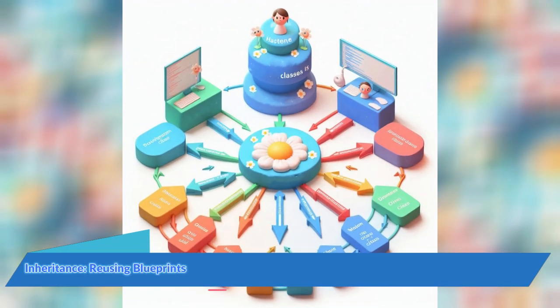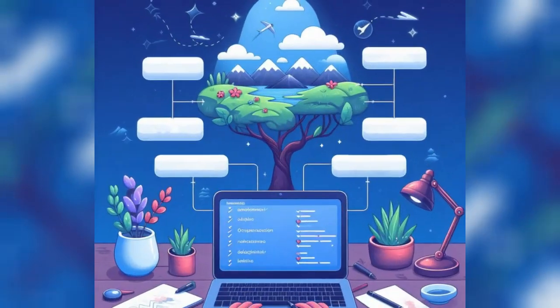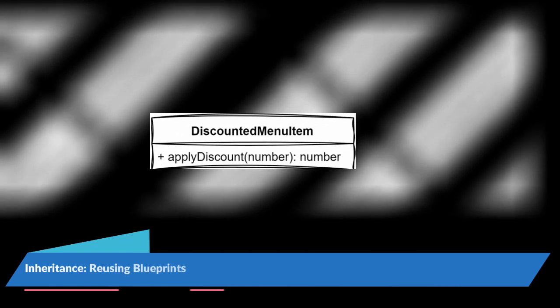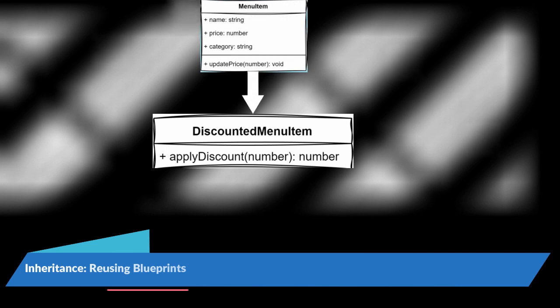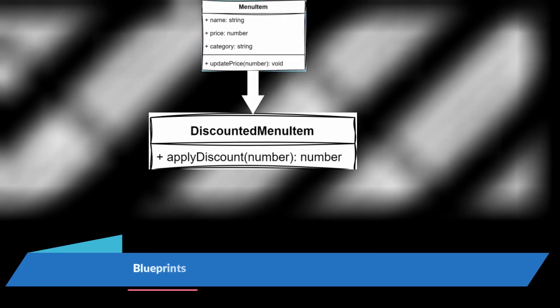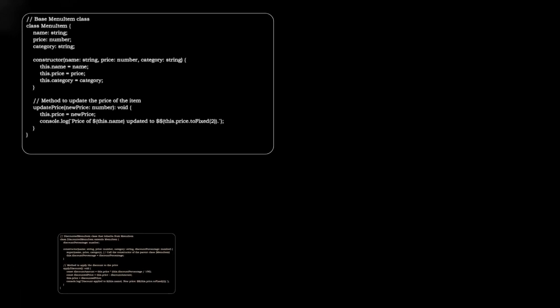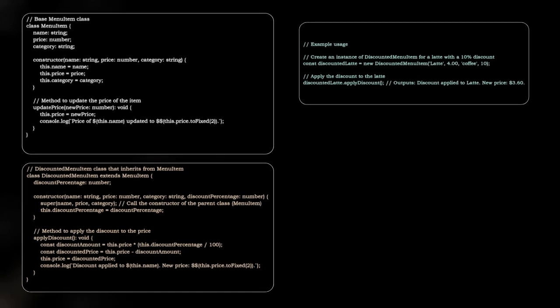Inheritance, reusing blueprints. Inheritance allows you to create new classes based on existing ones, adding or modifying features. Let's continue with the coffee shop example. Discounted menu item class. Suppose you want to create a class for menu items that have special discounts. You can create a discounted menu item class that inherits from the menu item class. It might add attributes like discount percentage and methods like apply discount. Now, when you create a discounted menu item object, it has all the features of a regular menu item plus additional discount-related features.